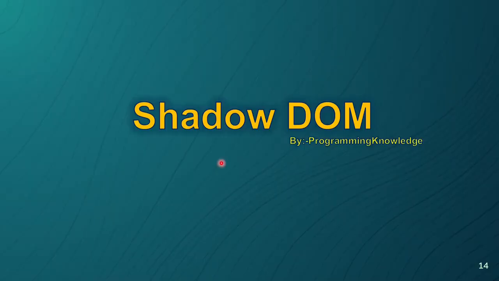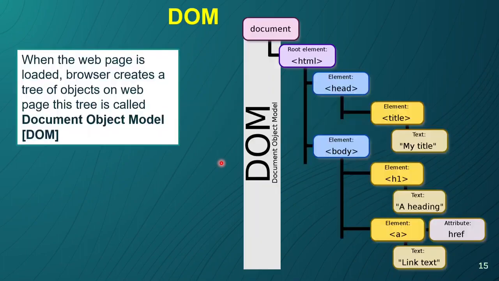So in this tutorial we will understand about the shadow DOM objects. So let's get started. Before understanding about the shadow DOM, let us understand what is DOM. DOM means Document Object Model. When the web page is loaded, the browser creates a tree of objects on the web page, and this tree is called the DOM.